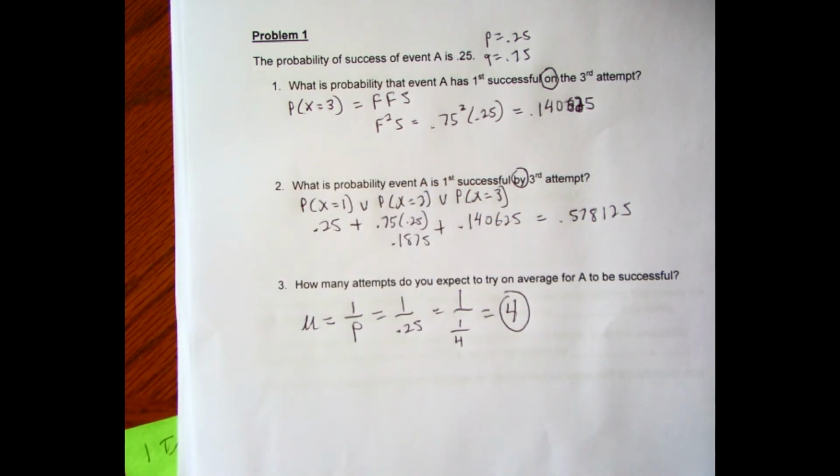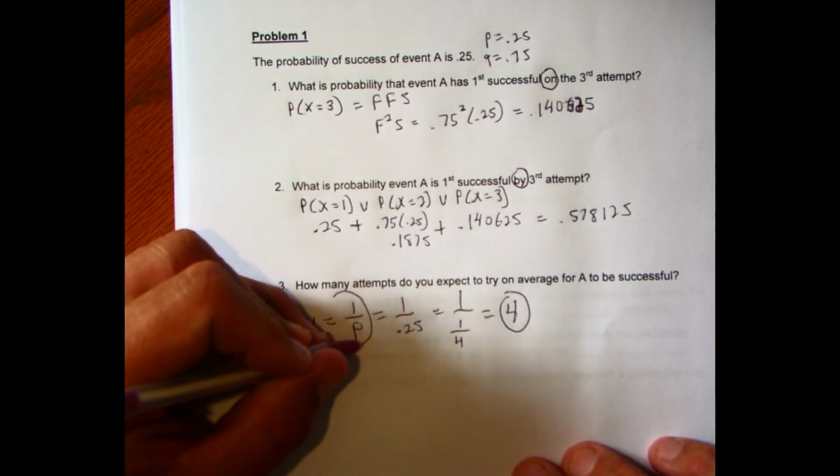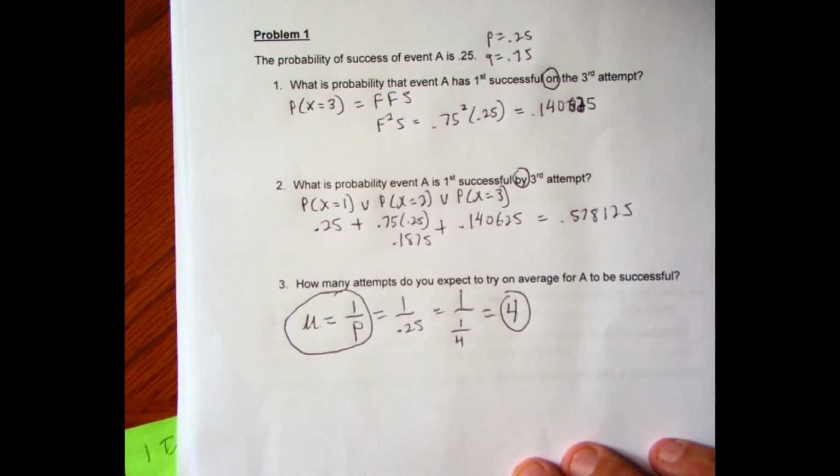Now that doesn't mean that's what will happen. It's an average. If we were to do this time and time and time again, it would be an average of 4 times until we got our first success. Okay, and that's simply 1 divided by 0.25. You need to know this guy. This guy is not on your AP formula sheet. So you got to know that one.